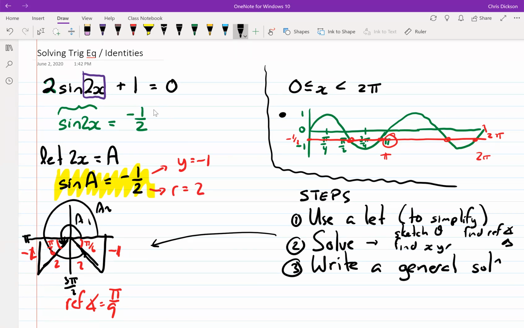And notice that what I'm solving for here is angle A, which is not really what the question was asking, because the question actually was initially, what is x? Like, what is the x angle? So I'm going to write a general solution for angle A.